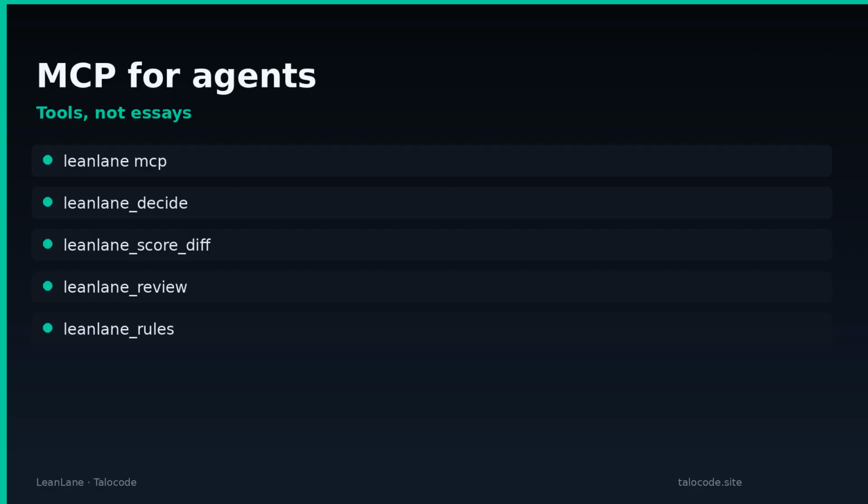Python SDK. pip install talocode-leanlane. From leanlane import decide, score_diff, review_code, get_ruleset, LeanlaneClient. Same product intent. Same safety floor. Same local-first philosophy.